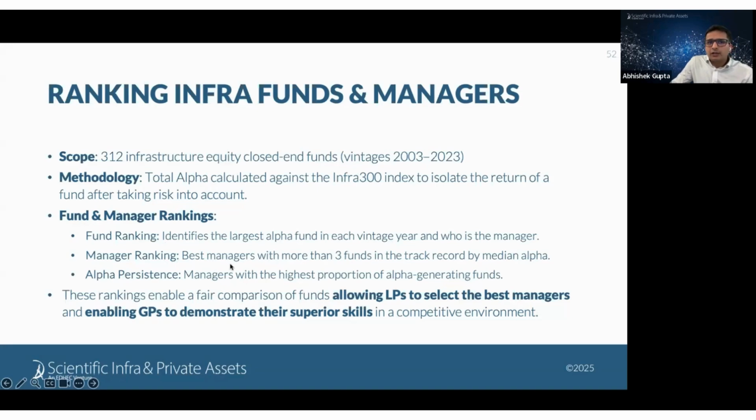Second, manager ranking. Here we look at managers which have more than 3 funds in their entire track record so that it's meaningful, and the one fund was not just a fluke that they could generate high alpha. So to keep that consistent, we look at only managers which have more than 3 funds, and we look at the median alpha of those funds and rank them based on that. Finally, we look at alpha persistence: managers with the highest proportion of alpha-generating funds. Out of their total track record of funds, how many of them have generated positive alpha over time?